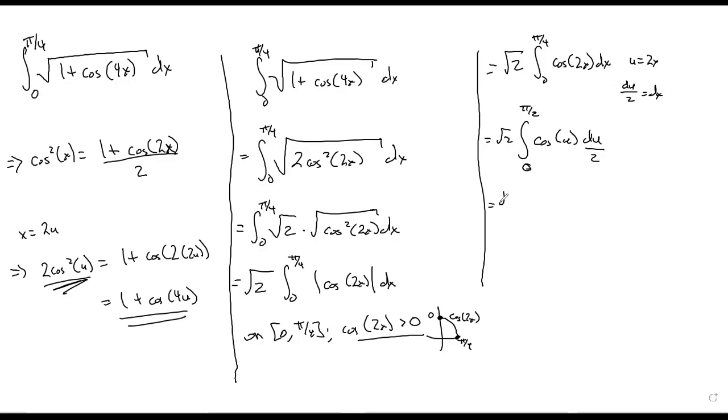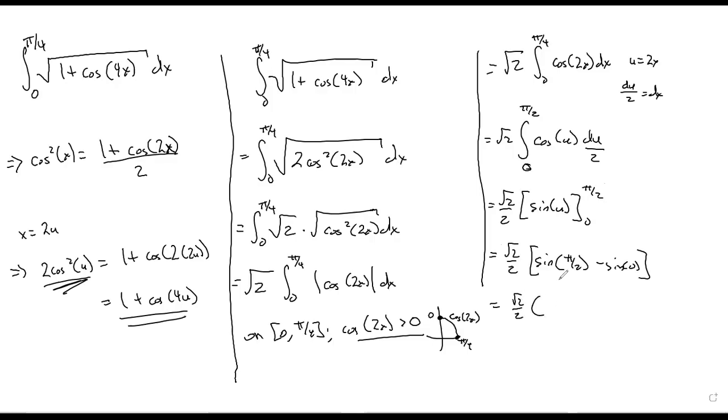And then we just go ahead and do the integration. Integral of cosine of u is sine of u, evaluated from 0 to pi over 2. Square root 2 over 2, sine pi over 2 minus sine 0. Sine of pi over 2 is 1. Sine of 0 is 0. And you are left with just square root 2 over 2 as your result.